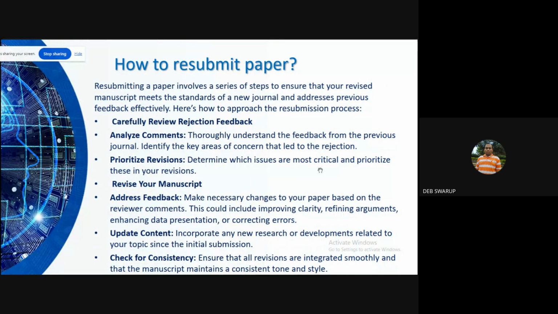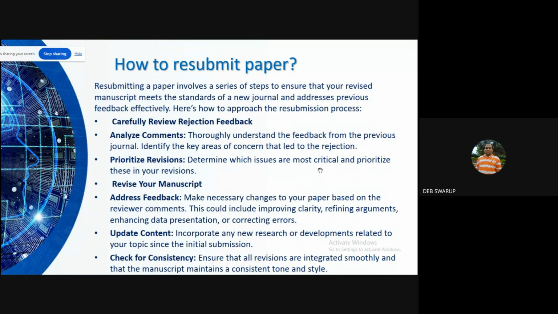Then, how to resubmit a paper? Again, carefully analyze the comments and prioritize revisions. Sometimes journals reject because you lack physical experiments. They want some physical experiment photo, which we haven't done. So there's nothing to be disheartened about. You apply to a different journal. So prioritize what revisions need to be done.